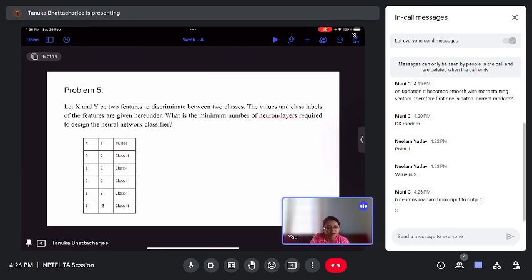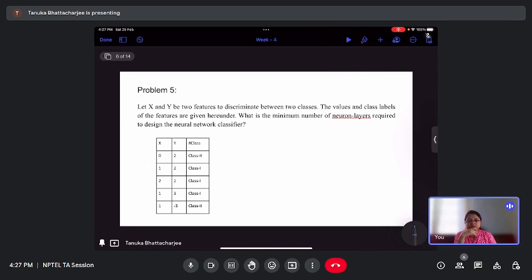Money, right? So, you are saying you need 3 layers, is it? So it is not 3 layers. So let us see this.